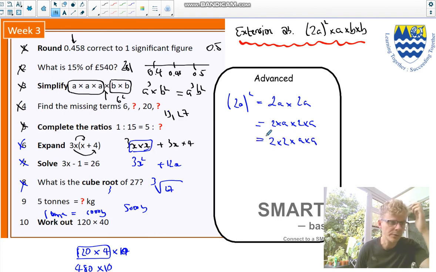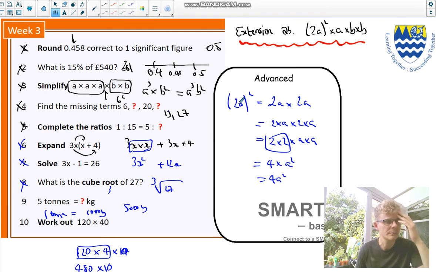Let's box it off now. 2 times 2 is 4. A times a is a squared, and that gets me 4a squared. Now we work all the way back to the start. We can see what we've really done is we just squared both of the individual components inside our bracket. That's fine as long as I've just got, if you like, one single term in the bracket. If I had an add in there, the rules change ever so slightly. So that's 4a squared.